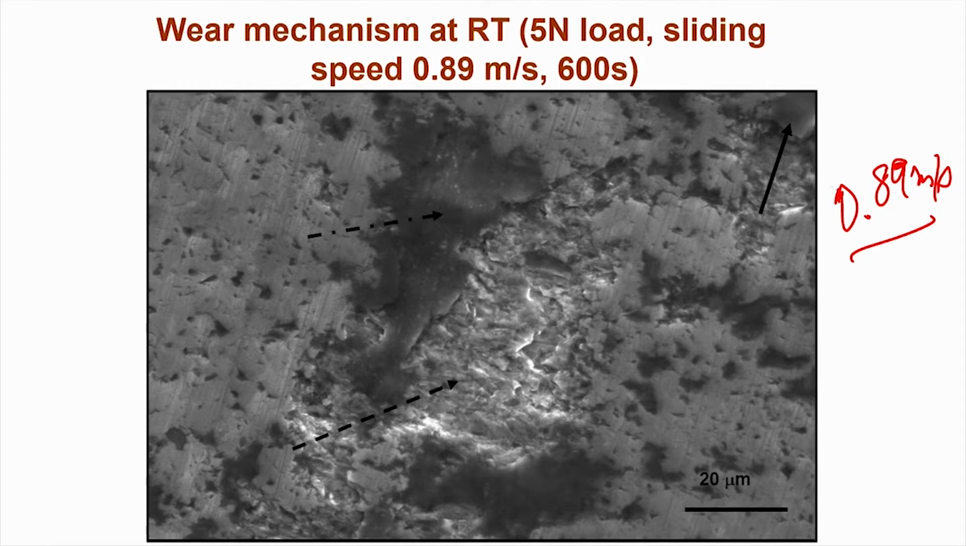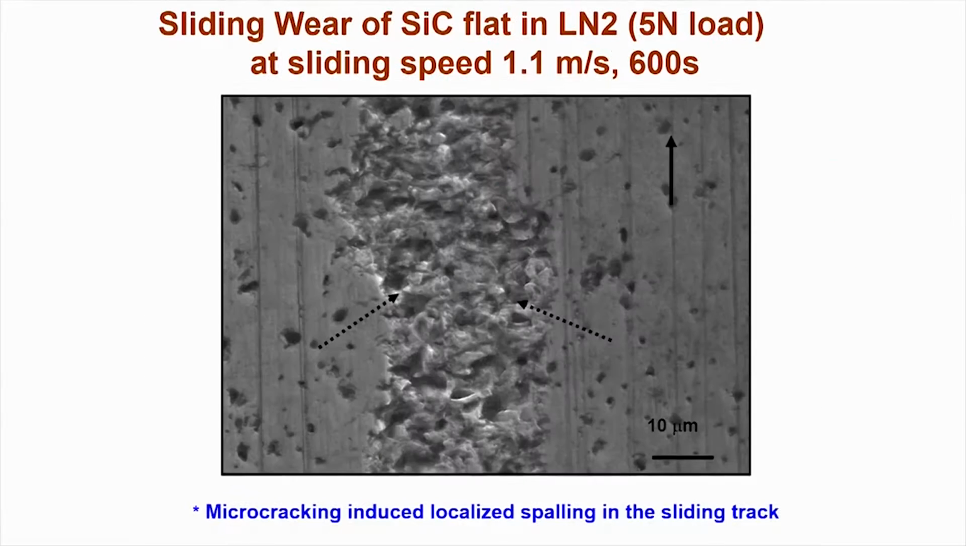Okay. So, this is your sliding direction, and if you look at this particular region or this particular region, here you can clearly see this backscattered electron image. It appears with different contrast compared to this particular region of the sliding surface. So, that means the tribochemistry plays a role, and also there are tribochemical reactions taking place under these sliding conditions at 0.89 meter per second.